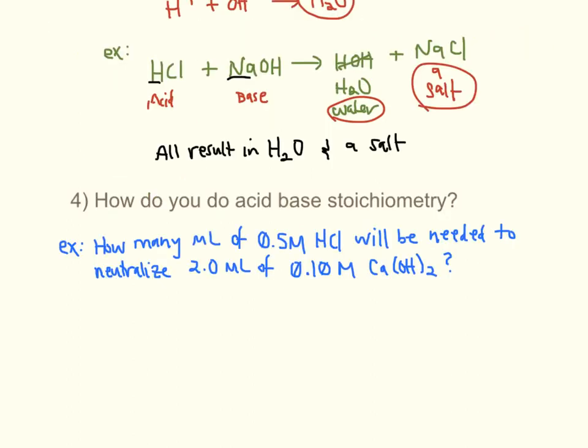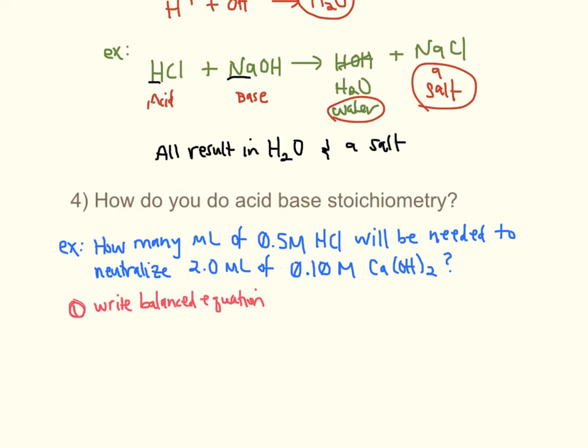So, of course, you're going to be asked to determine how much of an acid or a base it would take to neutralize another acid or base, just based on stoichiometry. So, for example, I might ask you how many milliliters of a 0.5 molar hydrochloric acid solution would be needed to neutralize 2.0 milliliters of a 0.10 molar calcium hydroxide solution.